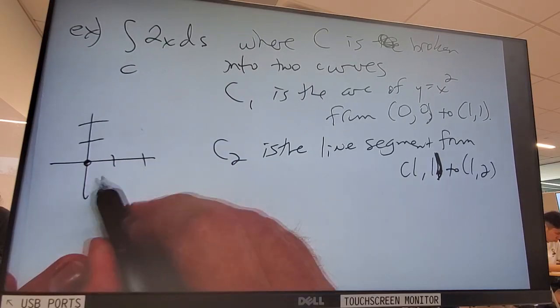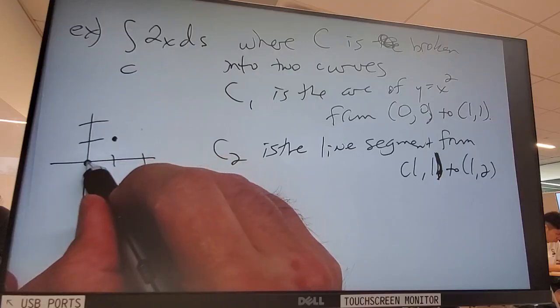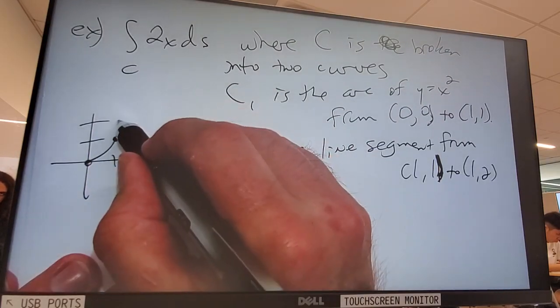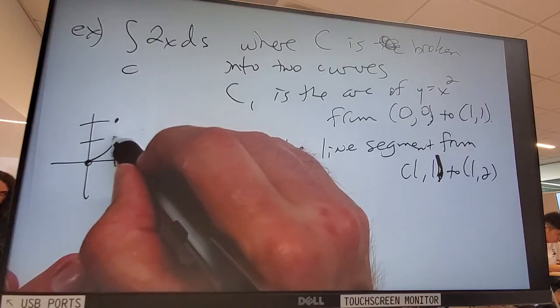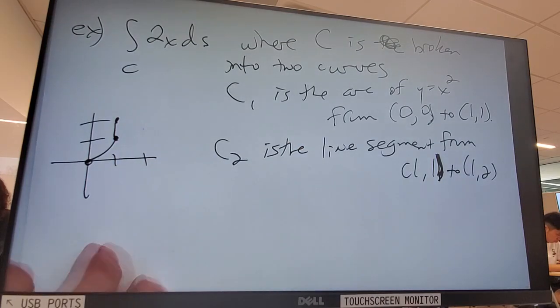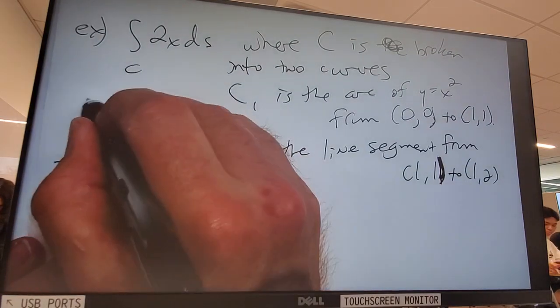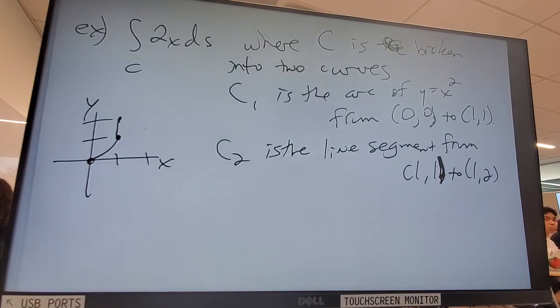So from (0, 0) to (1, 1), it's following this parabola. And then from (1, 1) to (1, 2), it's following a straight line. Okay, deceptively simple. That is the xy plane, correct? Where is everything happening though? Yeah, in this case above it.